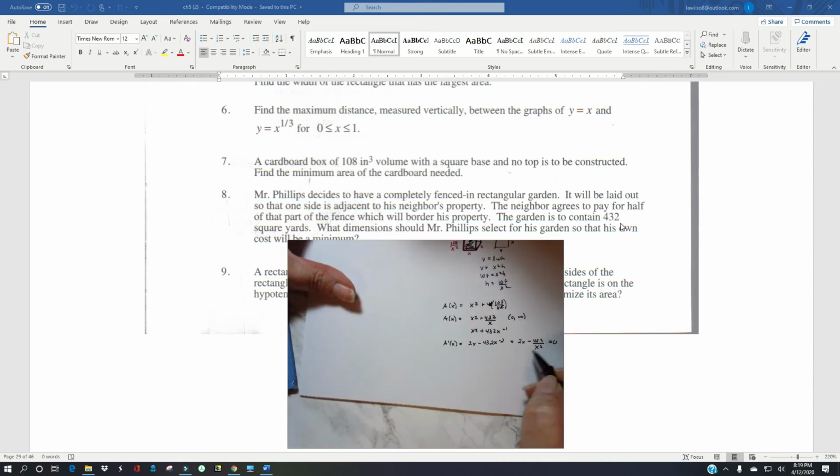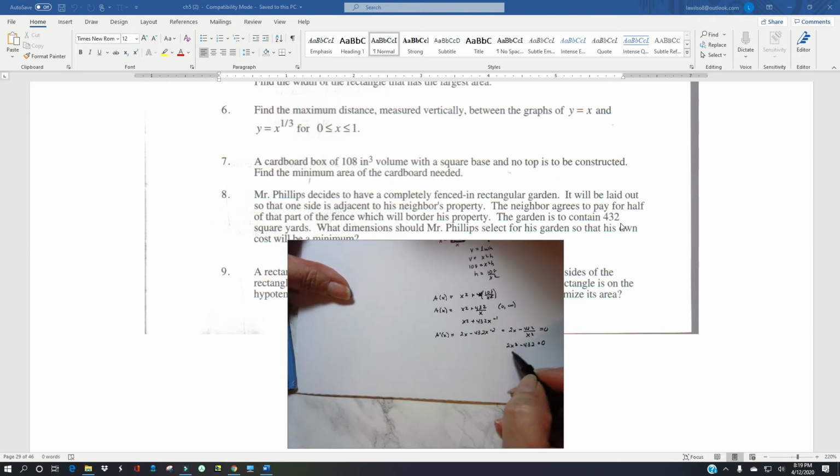I'm going to multiply through by x squared. So I'm going to have 2x cubed minus 432 is 0. And so that means 2x cubed is 432. So x cubed is 216. So x is equal to 6. So I have this critical number in between 0, which I cannot include, and infinity, which I cannot include, and now I have to find out, is this a minimum?